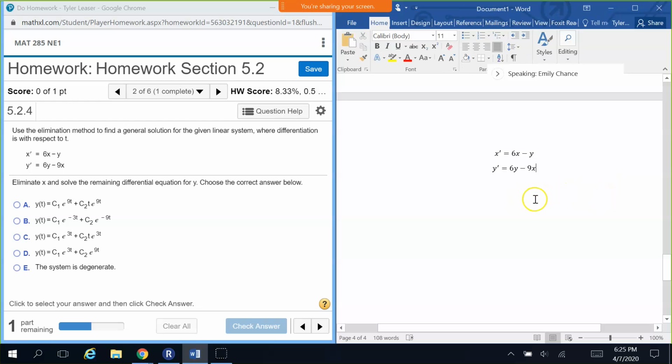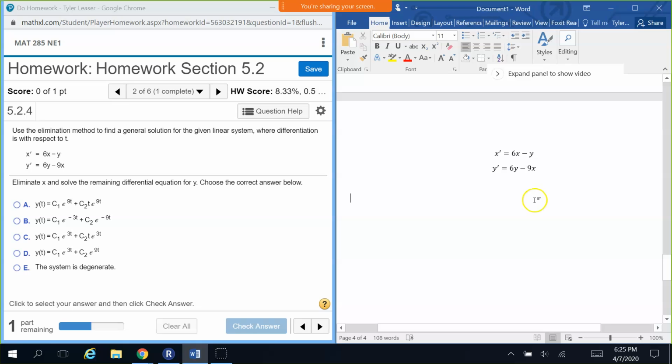All right, so same thing. We're given the system. They want us to eliminate x and solve the remaining differential equation for y. So the same thing that we did before. All right, this one's going to be a little bit more complicated because we have a little bit more to these equations, but it's still the same process.